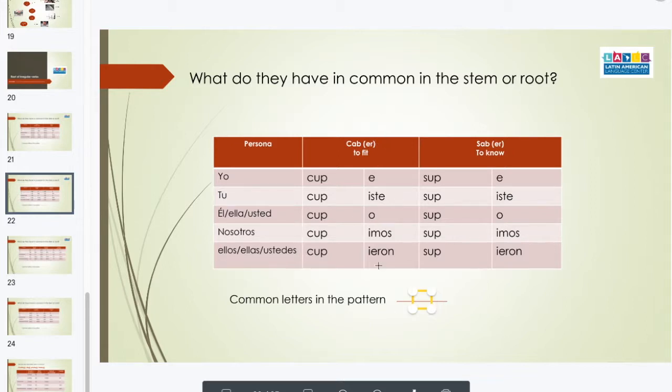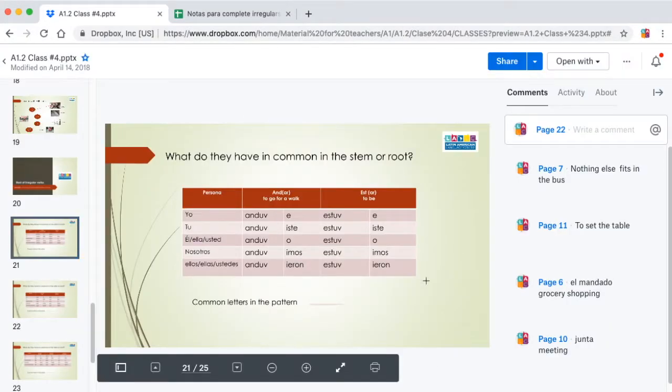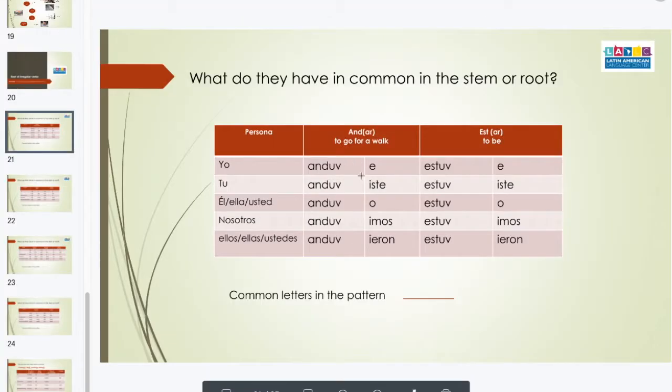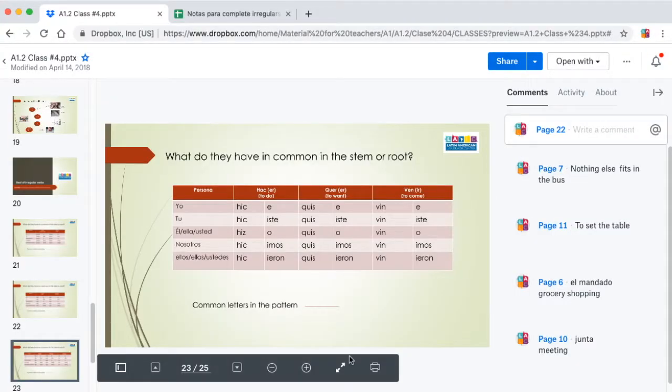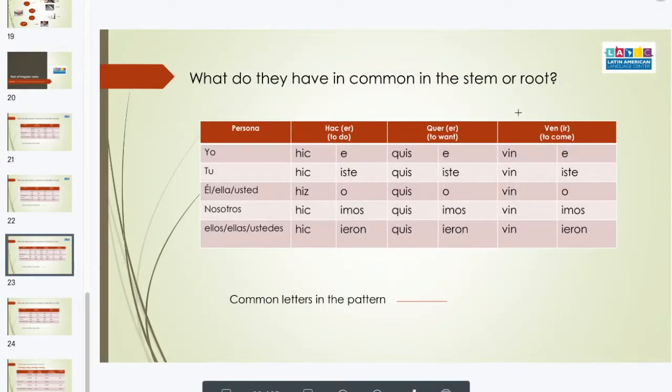And then the ending is the same, so you just have to focus on studying the ending first, okay? So iste, o, imos, ieron. This is the ending, and you can see that it is the same for the AR verbs as for the ER verbs. That's why they are very weird, and they're called the rest of the verbs. So this is UV, right? So then here, what do they have in common? This science is not perfect.